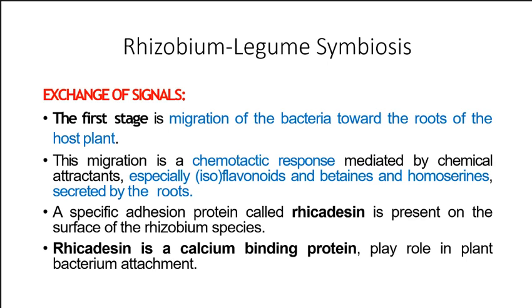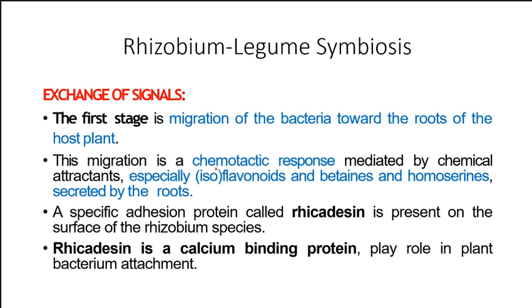Now we have to understand the mechanism, each and every step's mechanism in detail. We have to understand how bacteria come in contact with the nearby leguminous plant. So there is an exchange of signals between them. What kind of signals? In the first stage, what happens? The bacteria migrate towards the root of the host plant. How do they migrate? What gives them the signal that they should migrate to the leguminous plant?